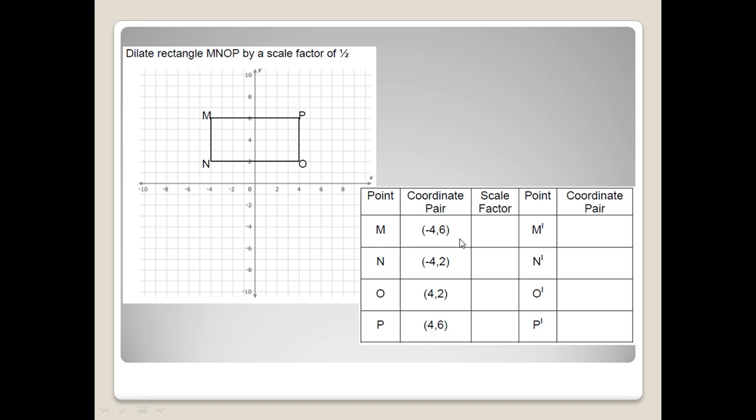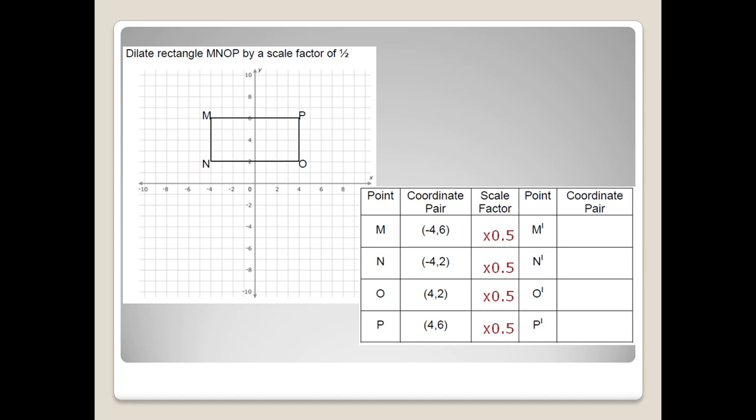Now let's dilate rectangle MNOP by a scale factor of 1/2. Since a whole number made it larger, a fraction is going to make it smaller. Let's look at point M. Oh, let's write our scale factor in there. You can keep it as 1/2, or you can put times 0.5, because 0.5 and 1/2 are the same.